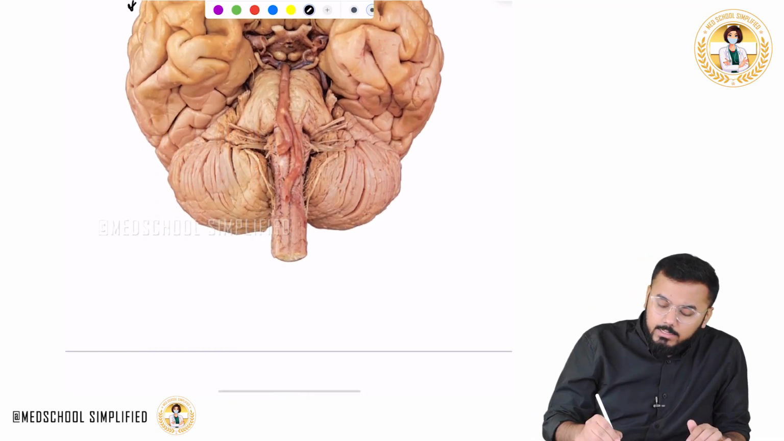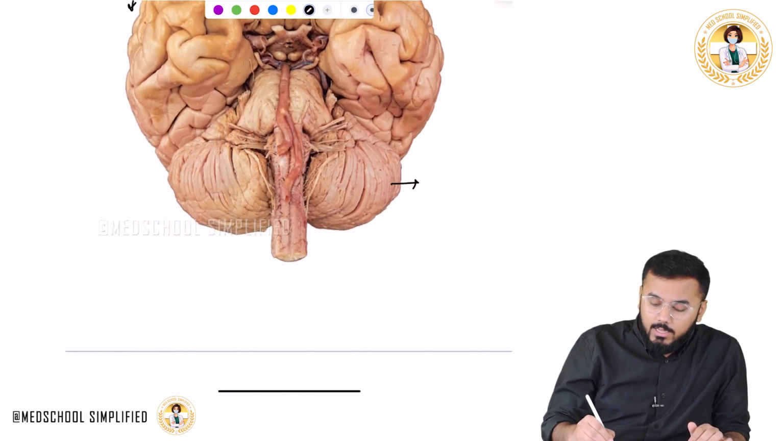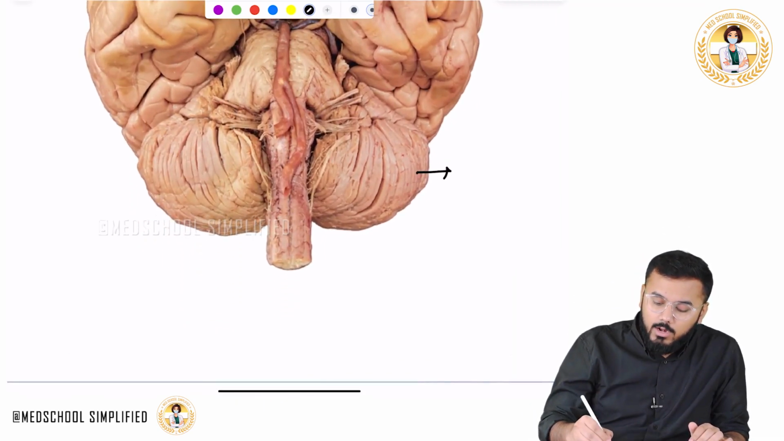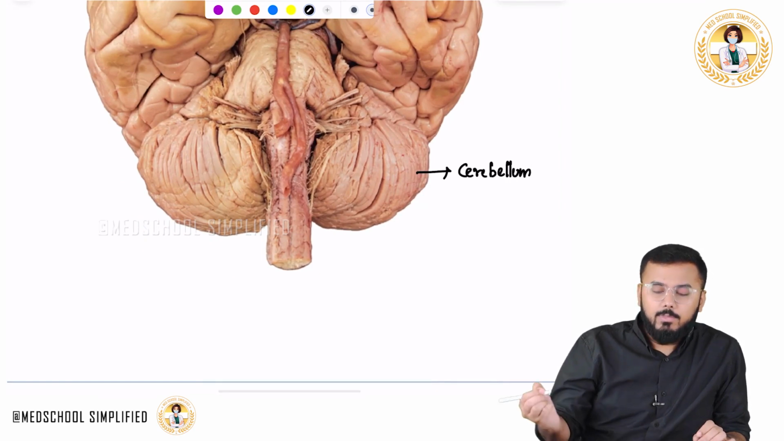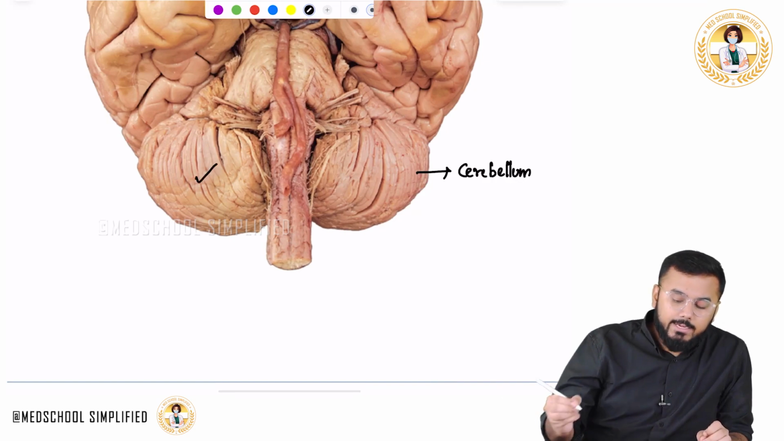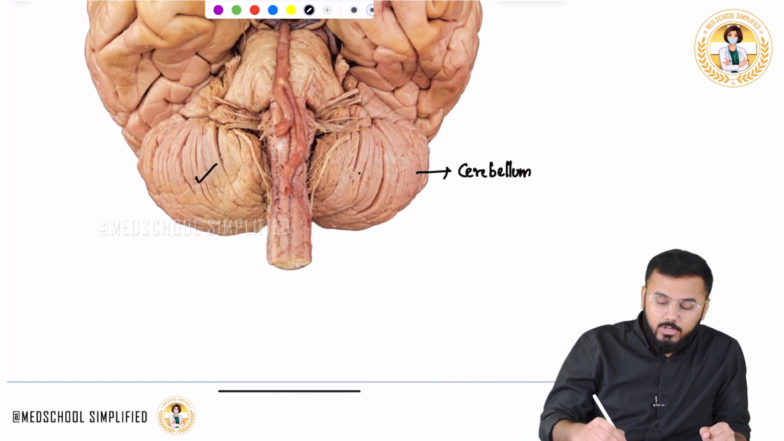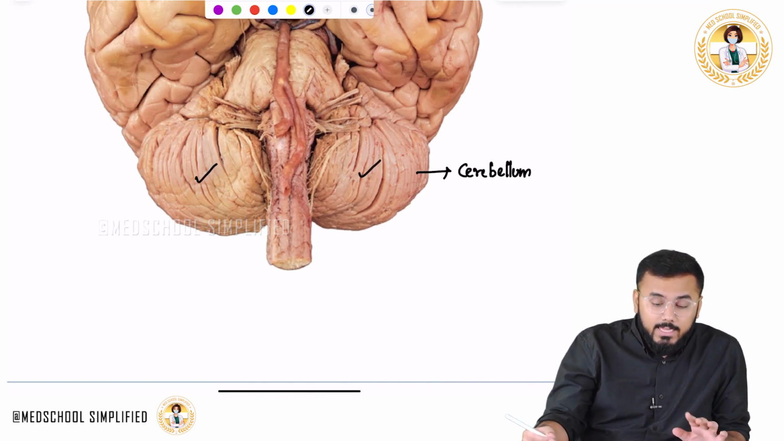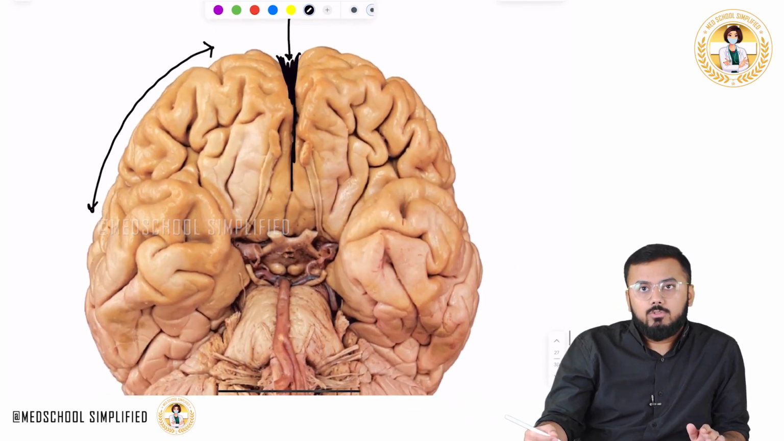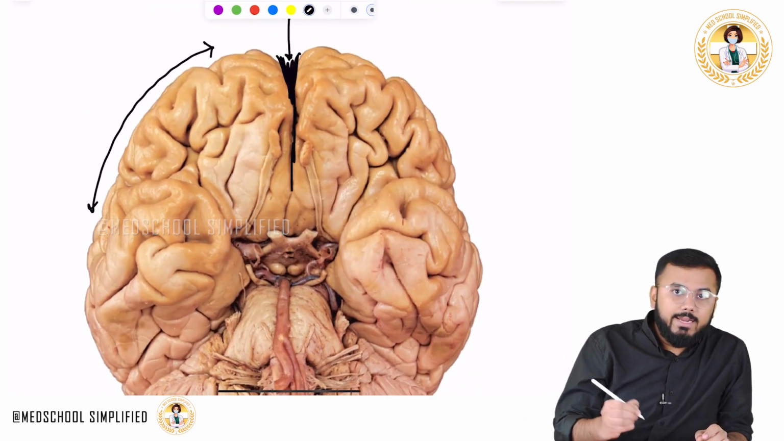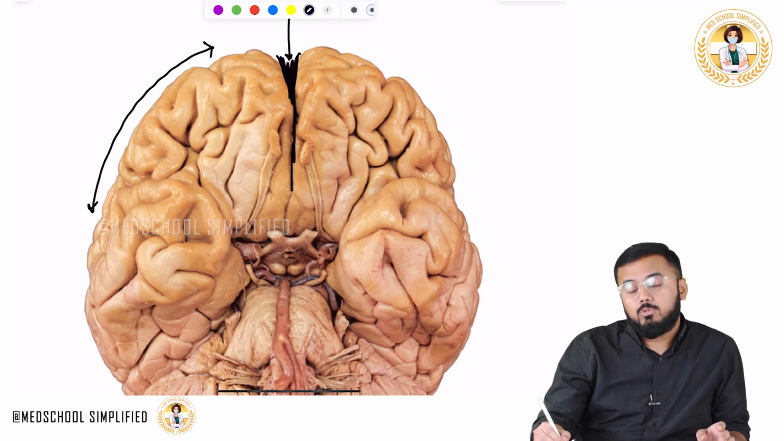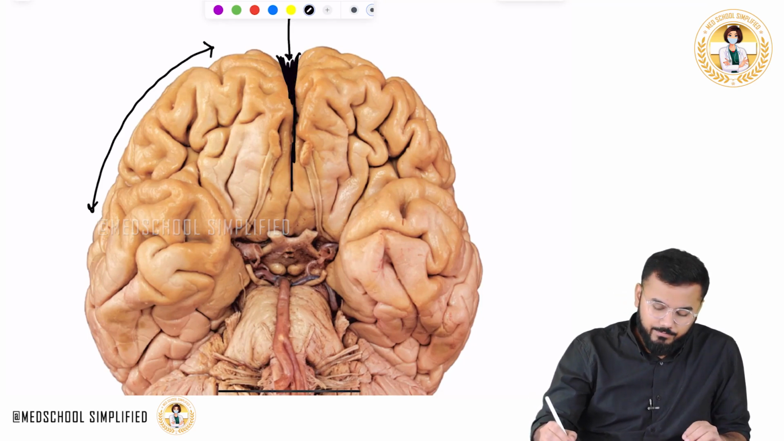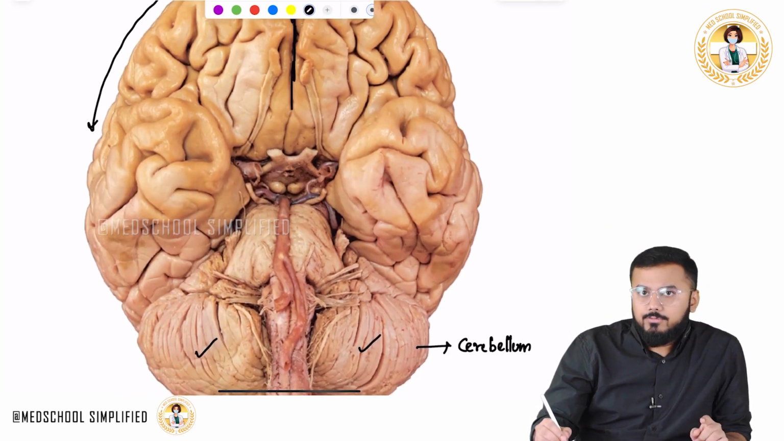And by the way, this structure which you can see over here, this is what is called your cerebellum. This is your cerebellum. So this is your right cerebellar hemisphere, this is your left cerebellar hemisphere. In the same way, in the cerebral hemispheres also, you have got your right cerebral hemisphere and your left cerebral hemisphere.